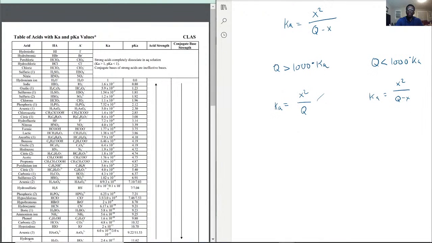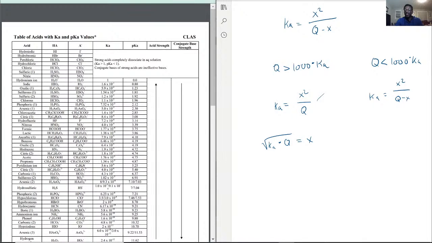We have just Ka times Q, okay? And the square root of it is equal to X. And you pick the positive value because of the fact that x has to be a positive value. You cannot start with 0 and end up with less than 0 when you're working with solutions. So yes, it would just be the square root of Ka times Q.